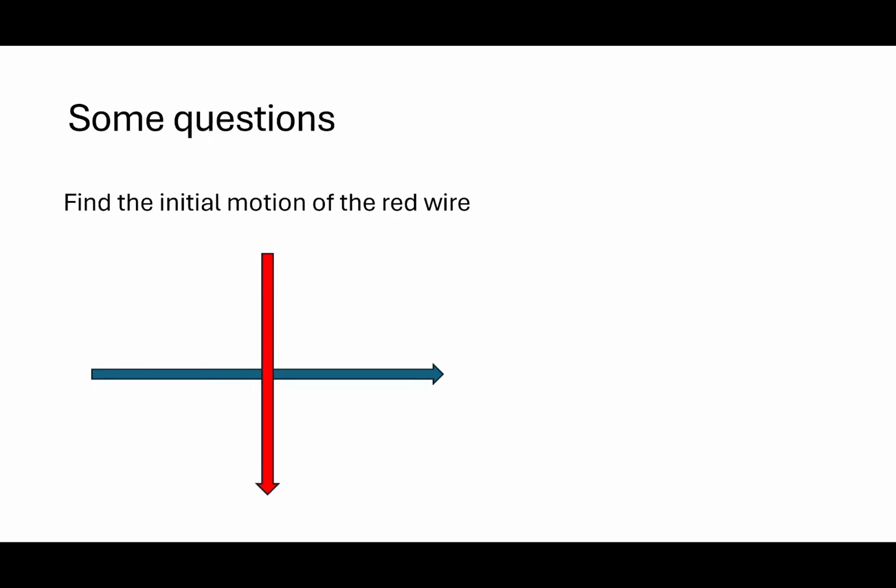Okay, so this is the same as the last question, except the blue wire is actually next to the red wire, under the red wire. What we want to find is the initial motion of the red wire. When we hit play, where would the red wire go? Would it go up? Would it go down? Would it go left, right? Or a combination?